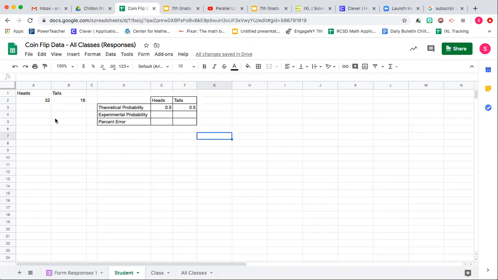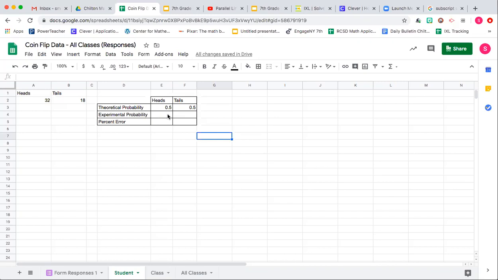First of all, I randomly selected a student's set of data, and I'm going to be using the tools in Sheets to calculate the experimental probability and also the percent error. If you didn't know this already, Sheets is like a huge calculator. You can do anything in it that you would do on a normal calculator. And the nice thing is if I were to change these numbers, I wouldn't have to type it into a calculator again. It would automatically update.